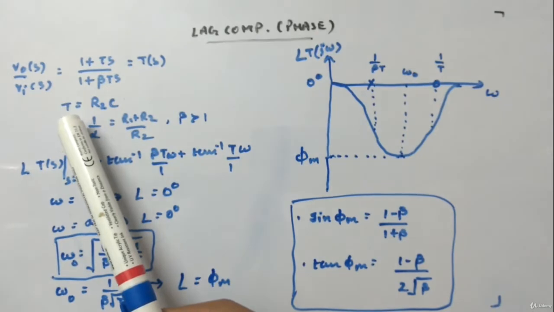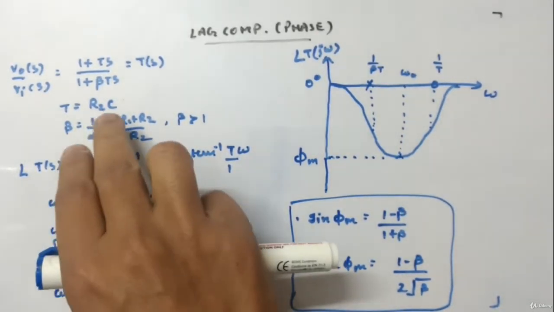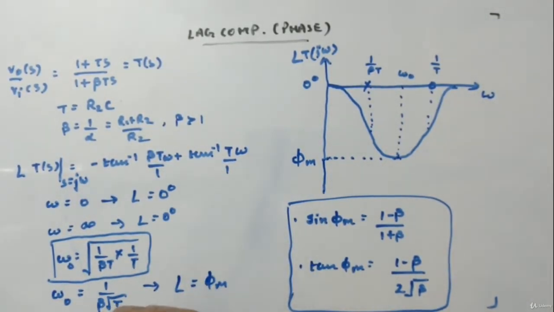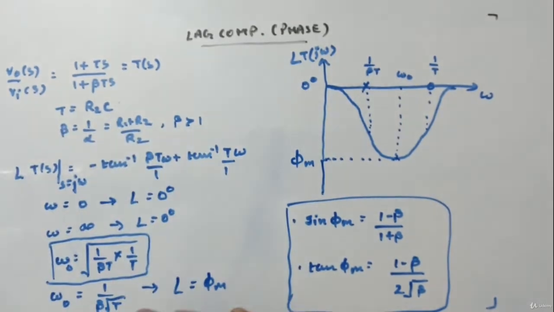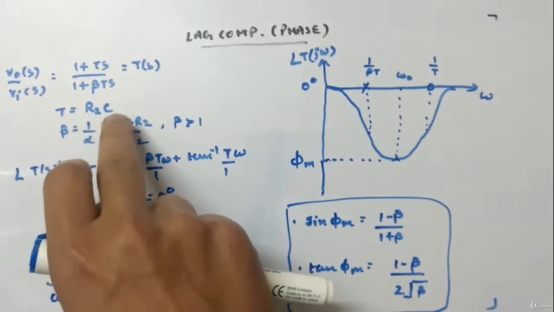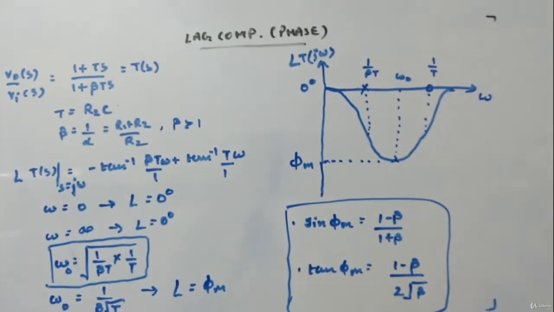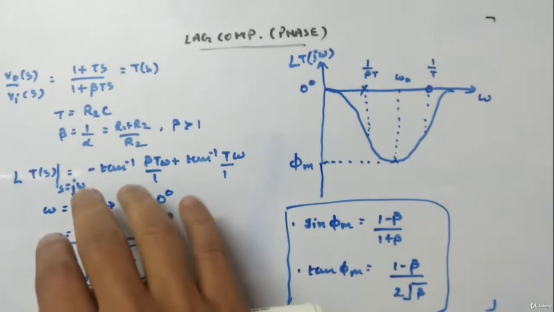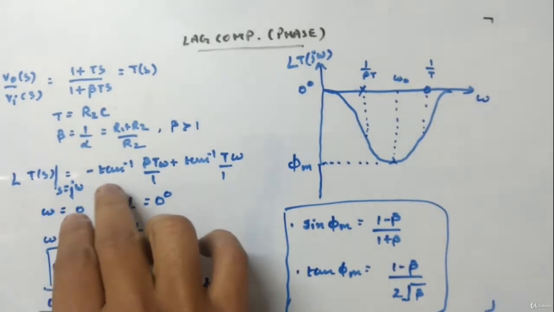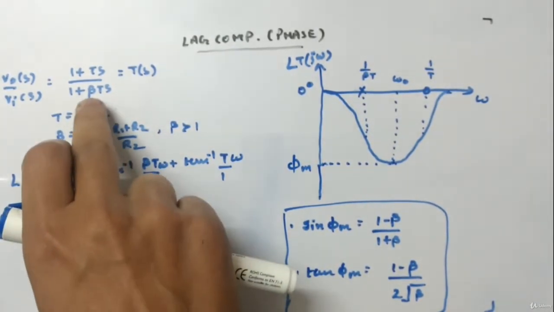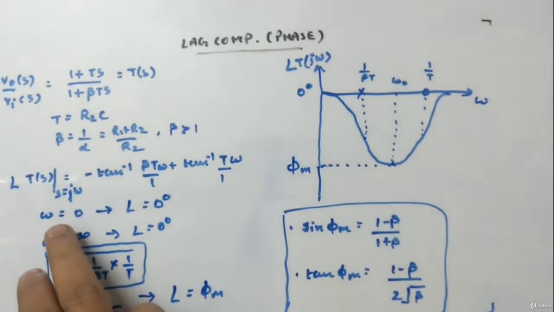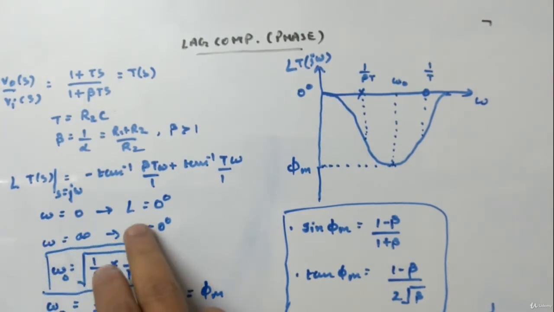If you want to remember tau, just write the capacitor and the resistance attached to it, either in series or in parallel. In parallel you will have the lead compensator, in series you will have the lag compensator. Just write the resistor which is attached to C. That's how you calculate tau, so you don't have to remember. Now coming to the angle at s equal to j omega, you will have minus tan inverse beta tau omega because of this pole, and plus tan inverse tau omega because of this 0.